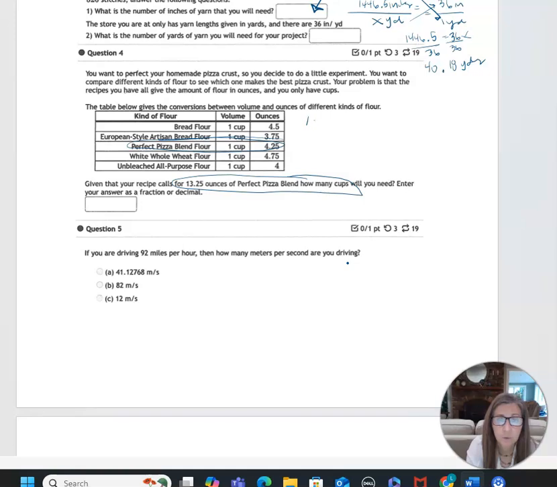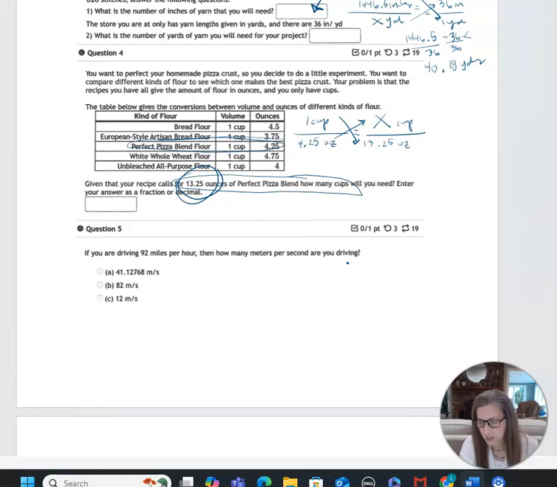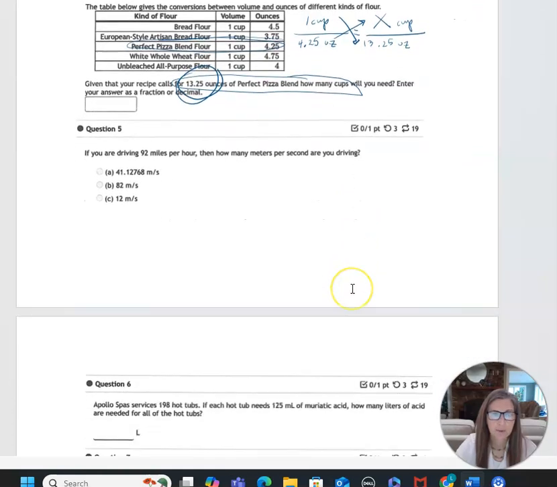So we're going to convert: 1 cup takes 4.25 ounces. This is the perfect pizza blend flour. And we have 13.25 ounces. It has to go on the bottom because remember, for proportion, you have to set them up with numerators matching and denominators matching. So we're going to cross multiply there. And it says give your answer as a decimal or a fraction. I'm going to move on from that because you can put that in your calculator. I want to make sure I have time for the last problem.